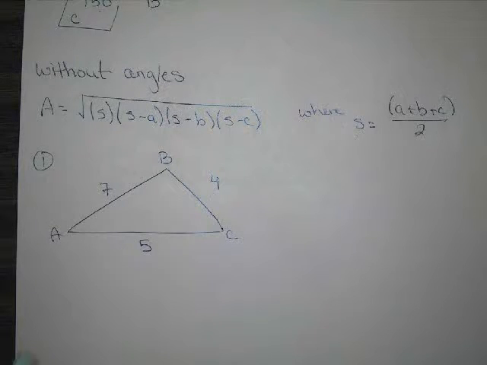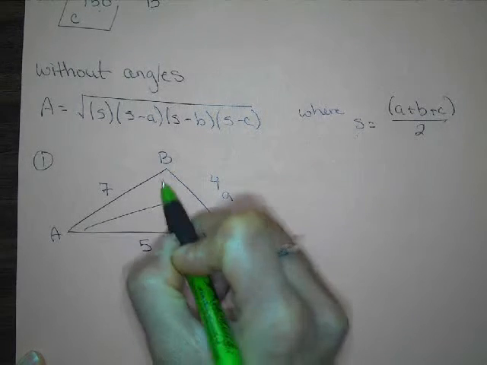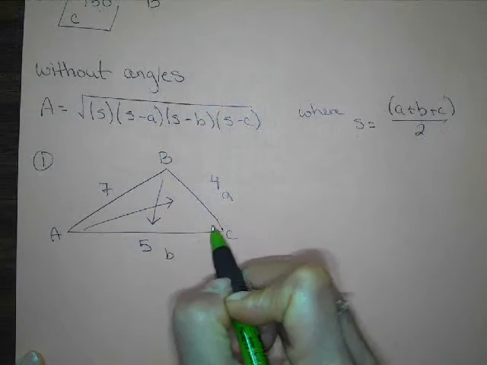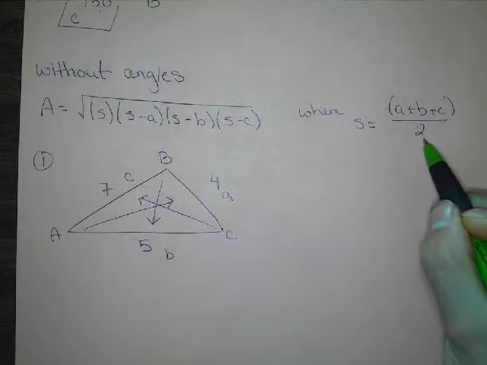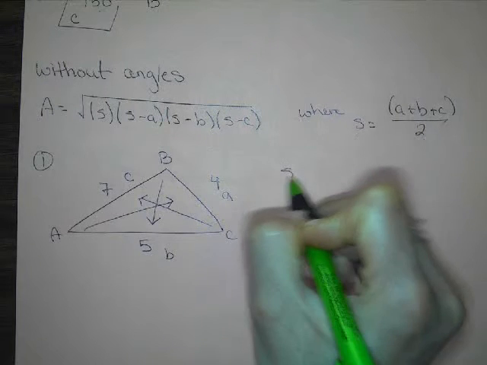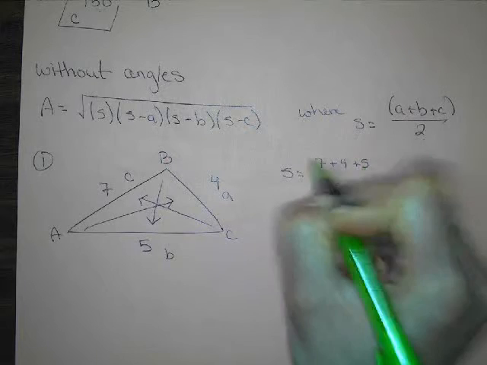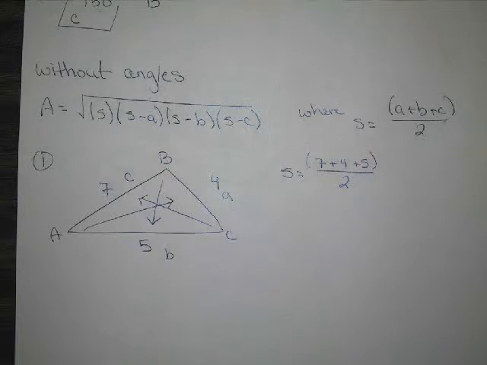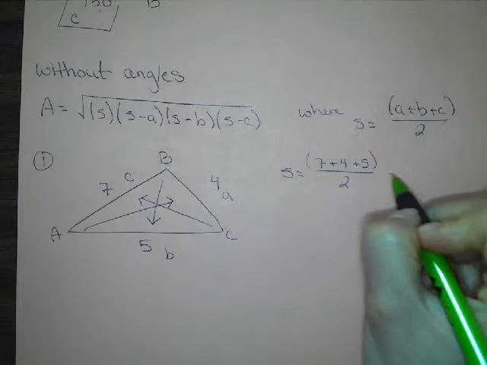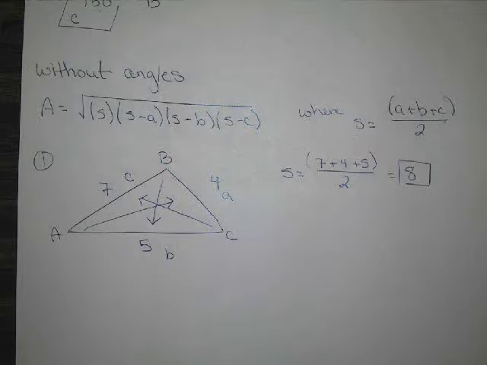First thing I'm going to do is figure out which side length is which. So across from angle A is side A, across from angle B is side B, across from angle C is side C. Now I just have to add all those up and divide it by 2 so I can figure out what S is. So that's going to be 7 plus 4 plus 5. Add all that up and divide by 2. That's going to give me 8. So I know S is 8.